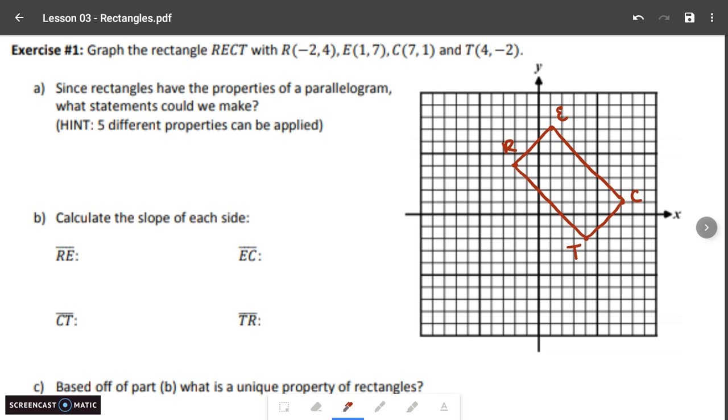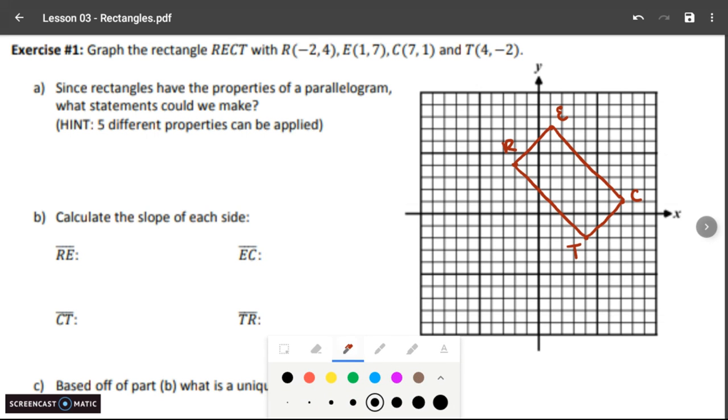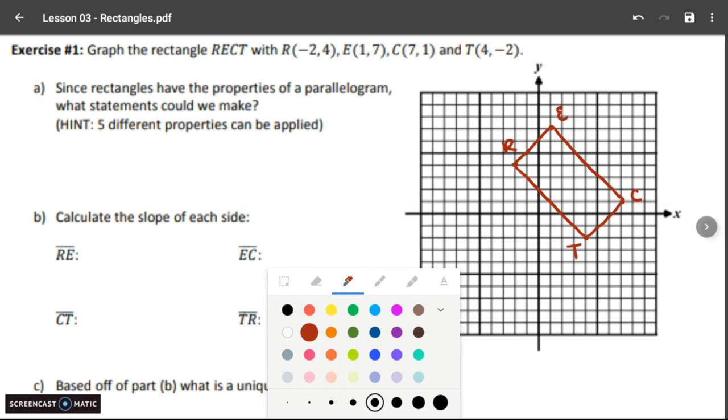In this lesson, we're looking at the properties that rectangles possess. So you'll see the rectangle's already drawn in. If you haven't given yourself a chance to do so, pause the video and go ahead and plot RECT. Now, rectangles have all the parallelogram properties. So before we really get into the new properties, let's recap some of the old ones.